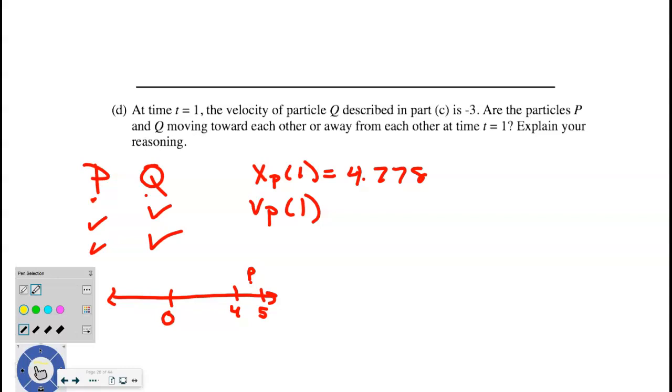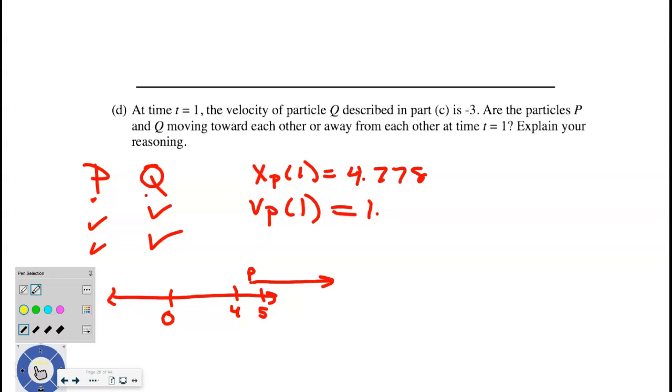So now what do I have to look at? Its velocity. Where would be the quickest way for you to calculate that velocity? Go to your table and pluck off the velocity. I remember from last hour it was 1 point something. And I don't really need that because I know it's going this way, right? Now, if Q is over here going that way, they're going to crash. They're going towards each other.